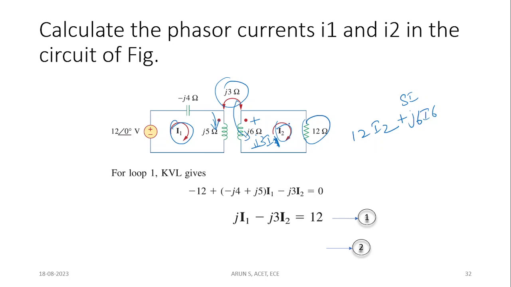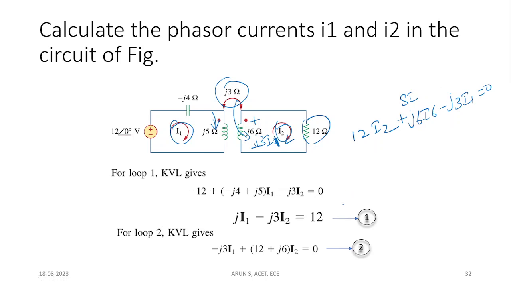Now check the direction of the current I2. The current I2 is entering the negative of the generated mutual voltage and leaving the positive, which does not obey the passive sign convention. So I'll write minus J3 I1 equal to 0.